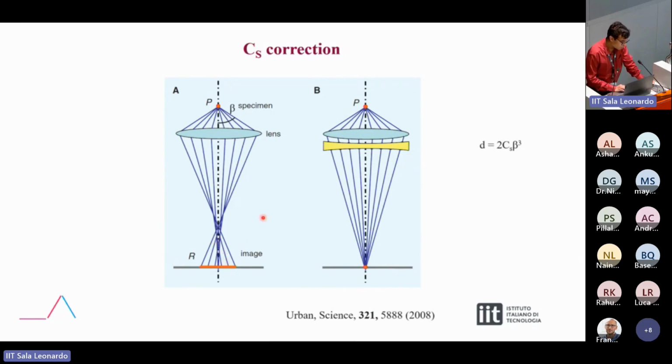But what can be done? We can make them less deflected. How can we do that? Just put a concave lens as shown here. Then these beams are brought to focus. All the beams are brought to focus at the same point. In this case, the resolution is dictated by this equation here, 2CS beta cubed. And you can see that it is proportional to the cube of the angle. That's why it's often called a third order spherical aberration.